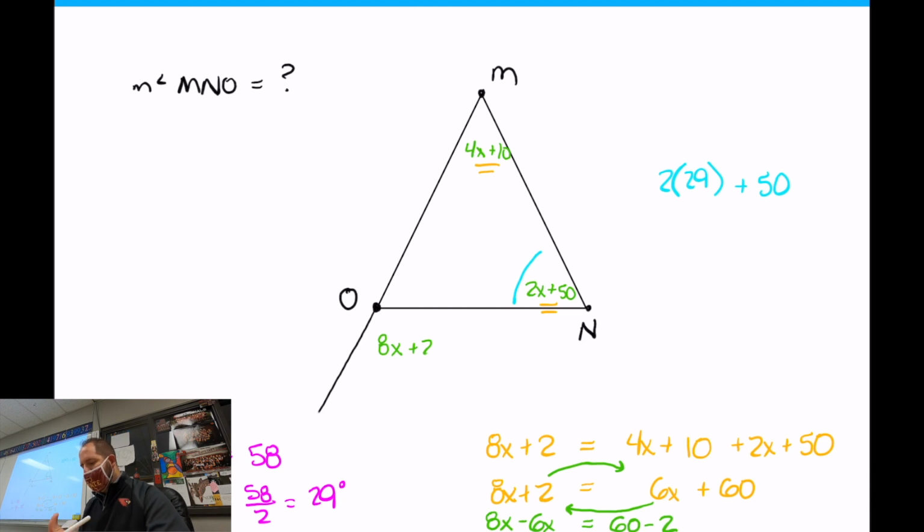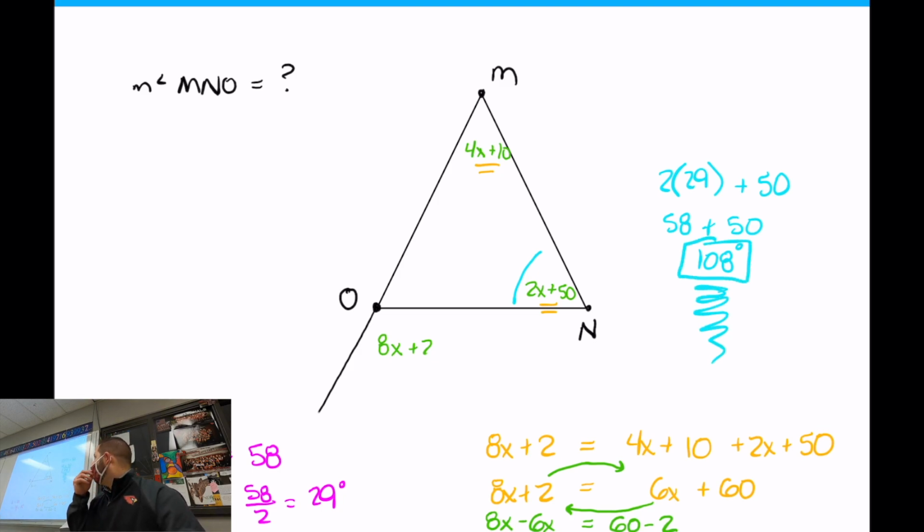So we're going to get that. We plug that 29 back into the MNO. But it's plugging into the x location. So 2 times the 29, that's what, 58 again? And we add the 50. So 58 plus 50 is 108. And that's your final angle. This is the whole point of what we're doing there. And that's what we're submitting on the Google form.